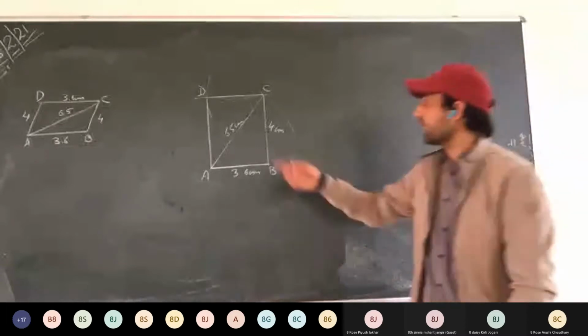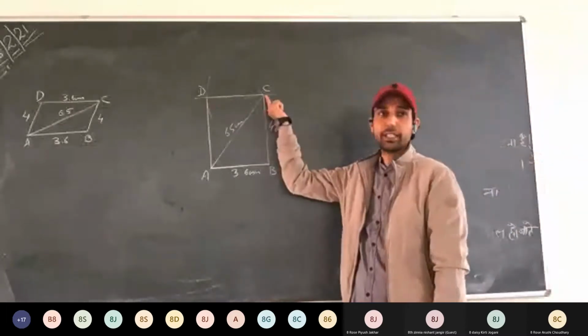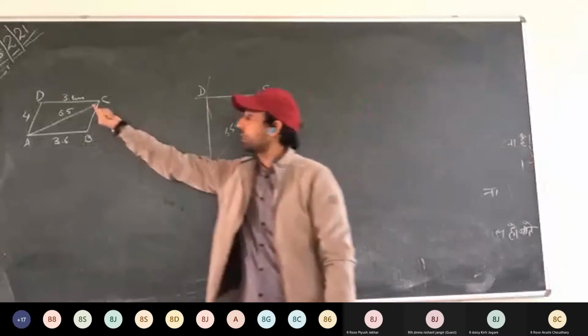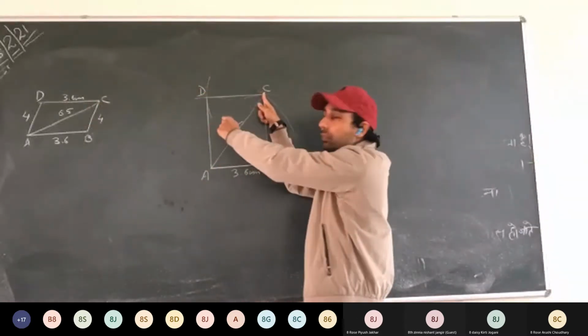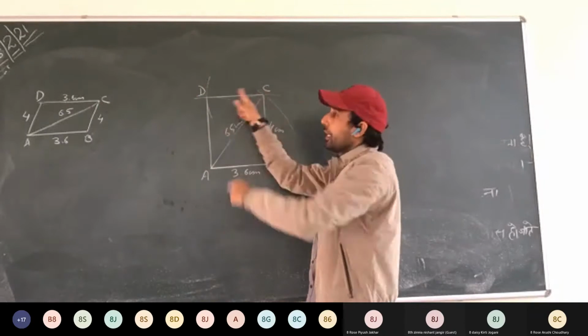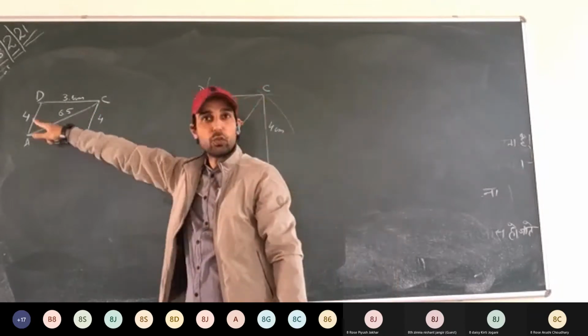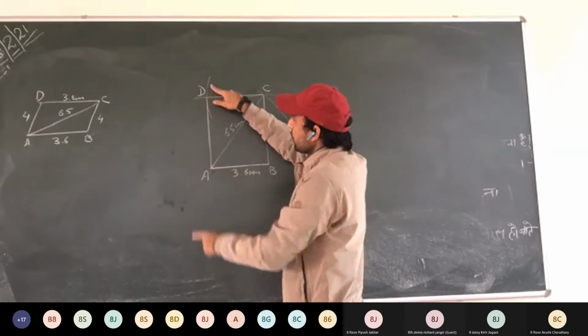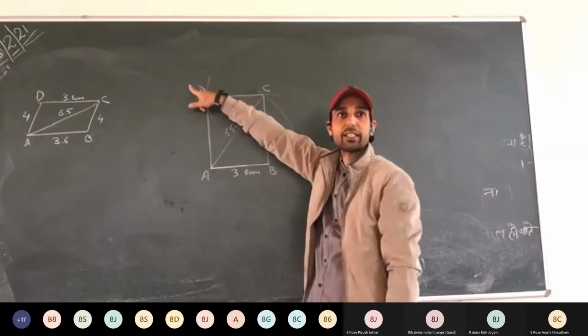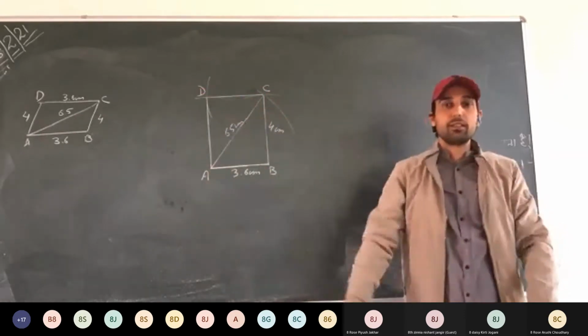How did we get D? See here, D is how far from C? 3.6 centimeters. So from C, we have drawn an arc of 3.6 centimeters. And how far from A? 4 centimeters. From A, we have drawn an arc of 4 centimeters. So wherever these two arcs meet, we'll get the D point.